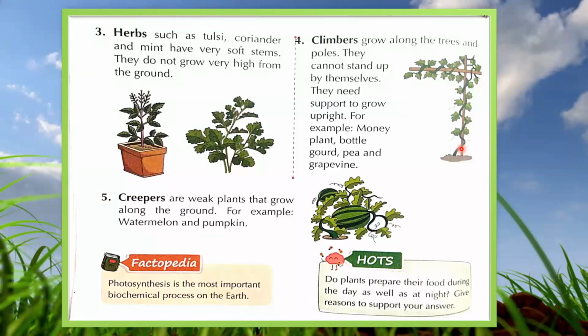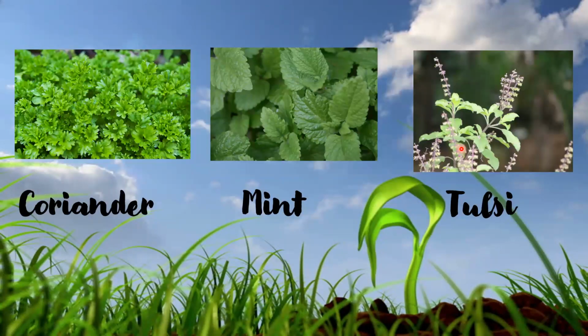Next is herbs. Herbs such as tulsi, coriander, mint have very soft stems. They do not grow very high from the ground. अब herbs जो होती हैं, एग्जाम्पल के लिए तुलसी है, कोरिएंडर है, मिंट है. कोरिएंडर धनिया, मिंट पुदीना, तुलसी. ये हर्ब्स के कुछ एग्जांपल्स हैं. Herbs are small plants. ये प्लांट्स छोटे होते हैं हाइट में, और उनका जो स्टेम होता है वो सॉफ्ट और वीक होता है. And the stem is non-woody also.